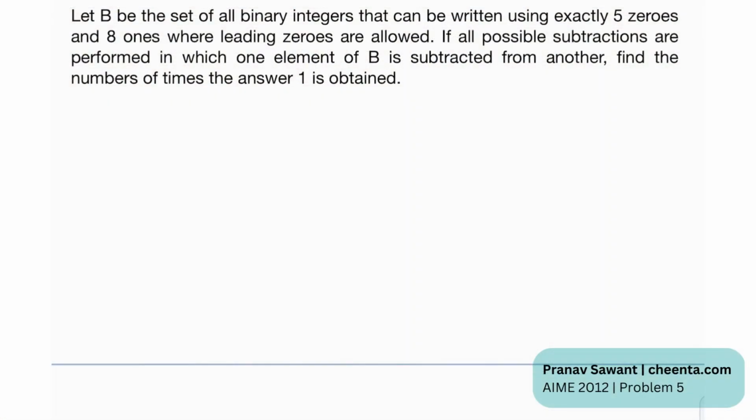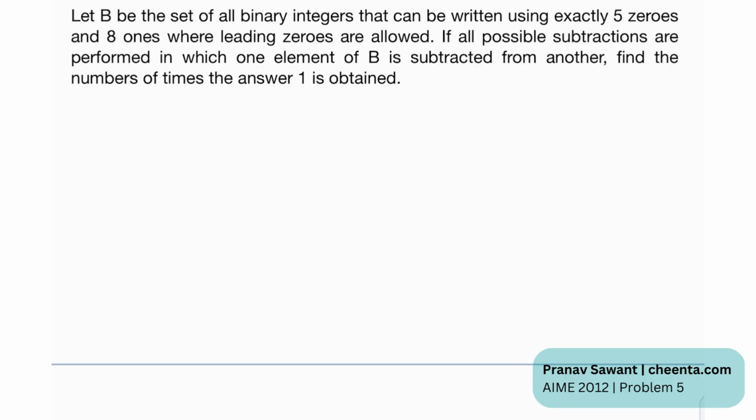So it's telling us that let B be the set of all binary integers. So binary can only be 0 or 1. So binary integers means any number that consists of only 0 and 1, right? No other digits are permissible for us. You can only construct the numbers with the digits 0 and 1, okay?